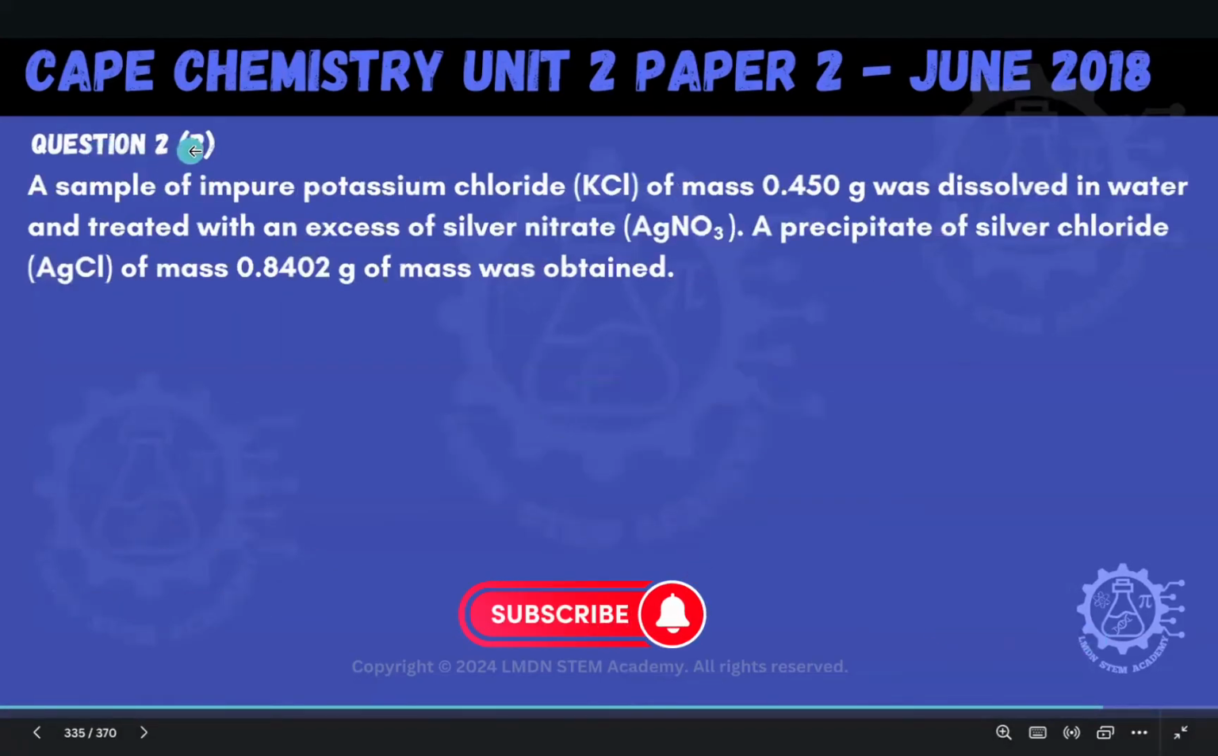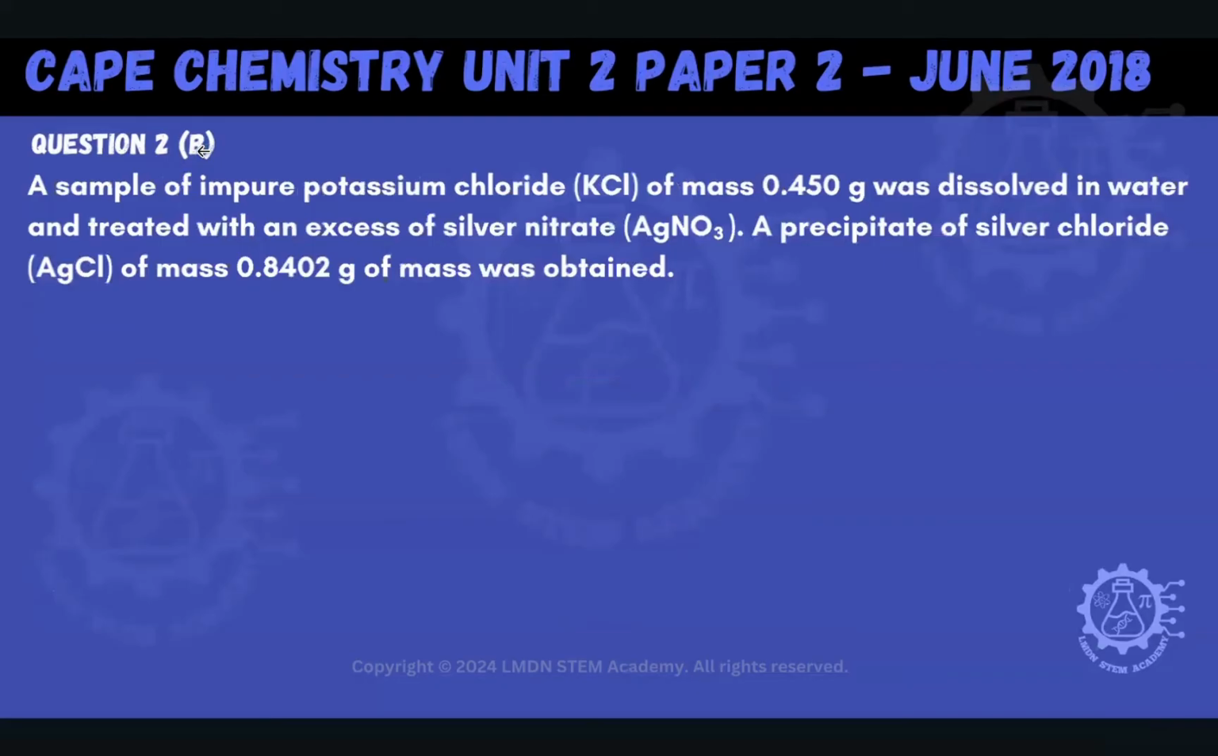And so part B was a calculation now based on gravimetric analysis. It reads that a sample of impure potassium chloride, KCl, of mass 0.450 grams was dissolved in water and treated with an excess of silver nitrate. A precipitate of silver chloride of mass 0.8402 grams was obtained. And so let's see what's needed for us here.